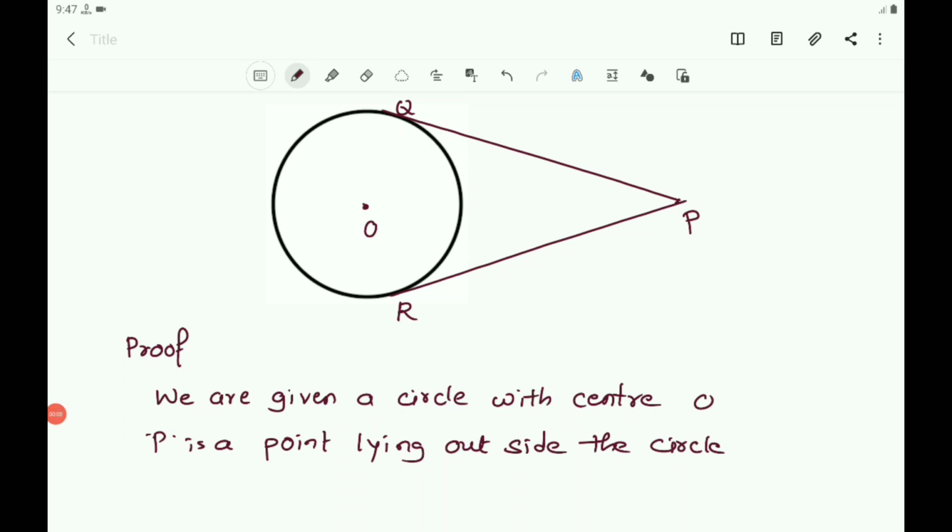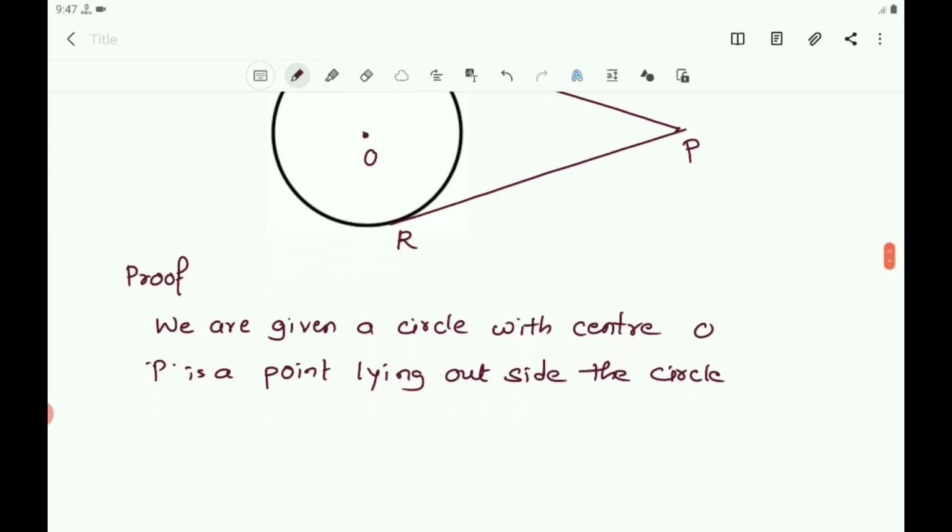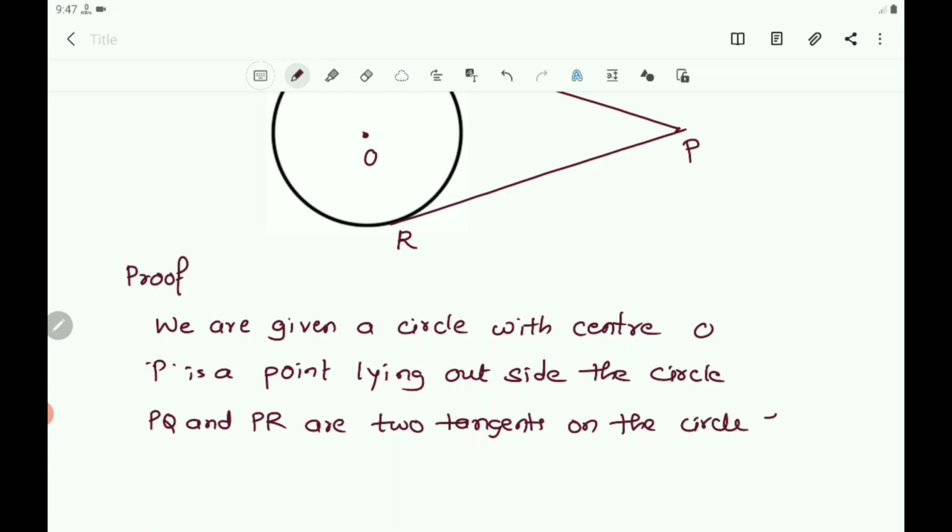P is a point lying outside the circle, so it is an external point with respect to the circle with center O. PQ and PR are the two tangents from the external point P. And also you note down that one. PQ and PR are two tangents on the circle from the point P.